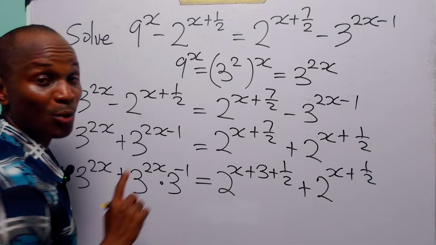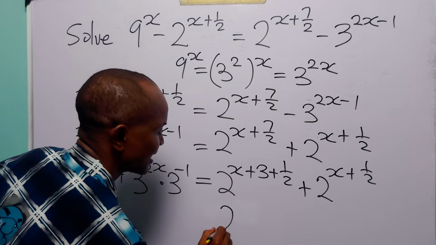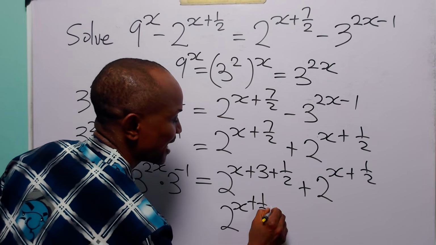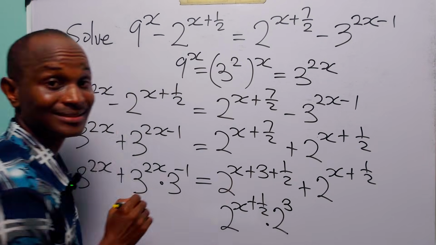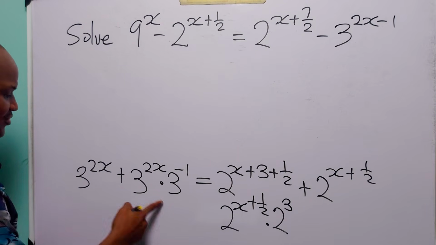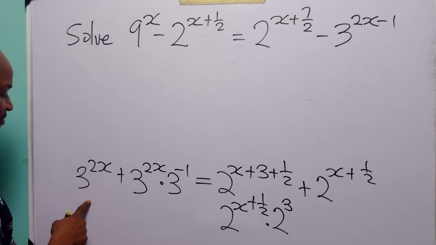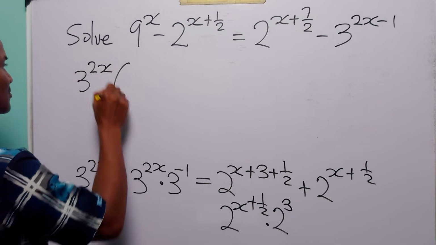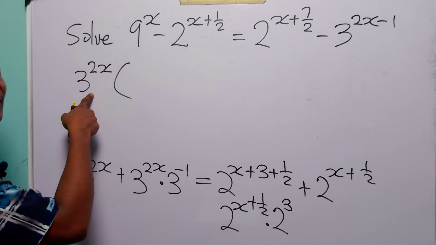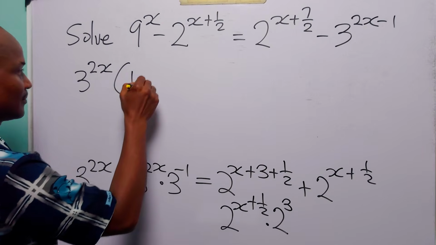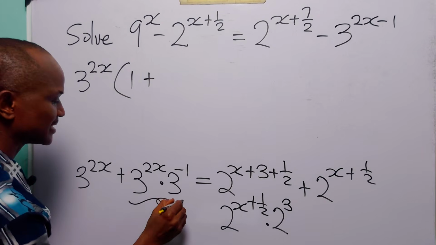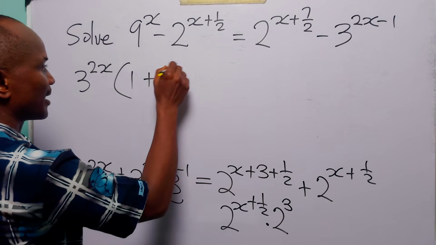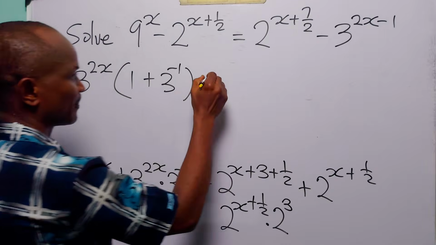Now, look at this once more. You know that we can write this as 2 to the power x plus half multiplied by 2 to the power 3. Now, when you look at these two terms, you're going to see a common factor, 3 to the power 2x. So we can factorize. We have 3 to the power 2x into this divided by that, of course, is 1, plus when we divide this by 3 to the power 2x, we are left with 3 to the power minus 1.